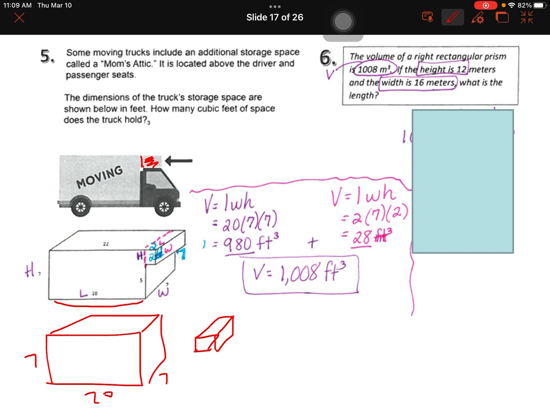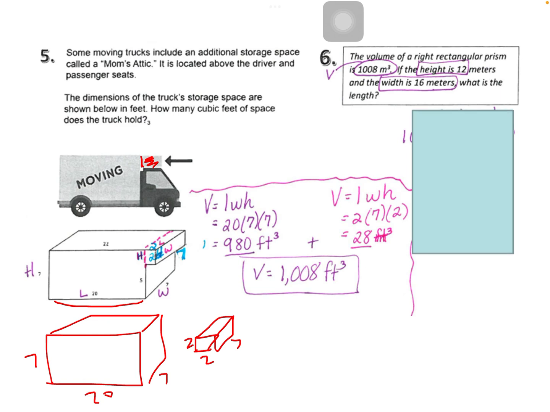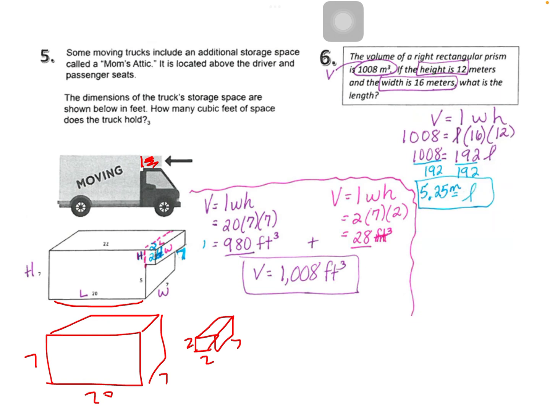Now, when you break the other one, it becomes 2 is the height, and we had 20. This would be 2 here, and then 7 this way, and so that's where we get the 28, add them together. Number 6 is also a question that you should be expected to be able to do.